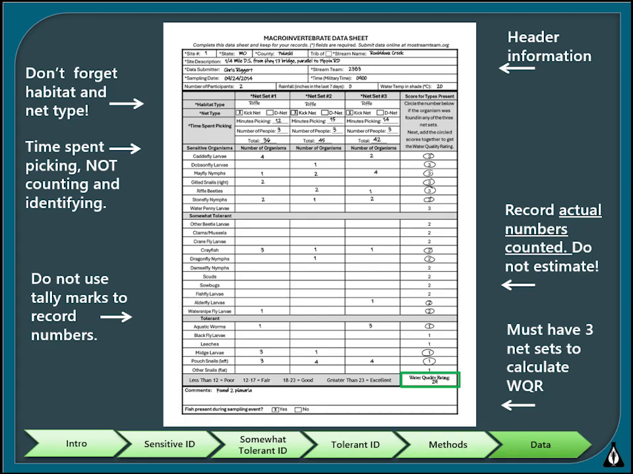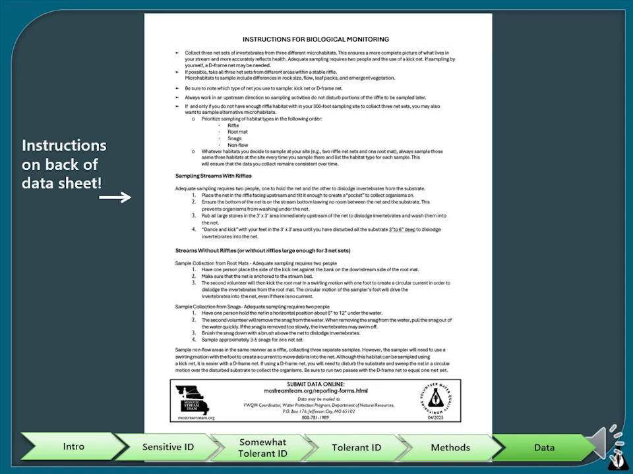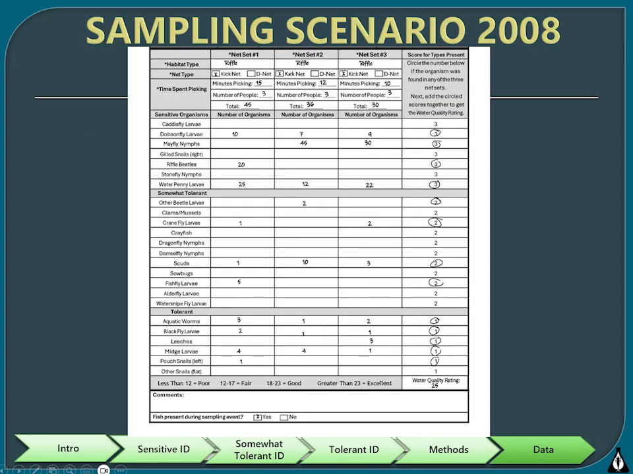A score of less than 12 can indicate poor water quality conditions. 12 to 17 is fair, 18 to 23 is good, and greater than 23 indicates excellent water quality. Instructions and tips can be found on the back side of the data sheet if you feel lost.